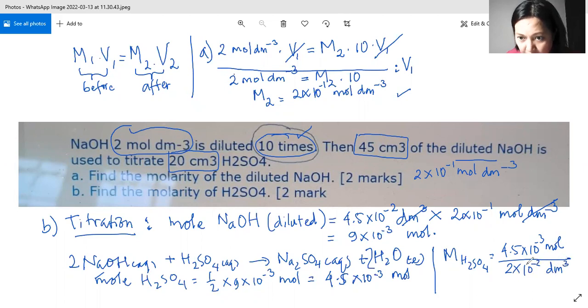So over here we have 4.5 divided by 2 is 2.25. And then 10 to the power of minus 3 divided by 10 to the power of minus 2 means 10 to the power of minus 1. So in other words, we can say 2.25 times 10 to the power of minus 1 mole decimeter to the power of minus 3. Okay, I think that's all for the first example of dilution and also titration.